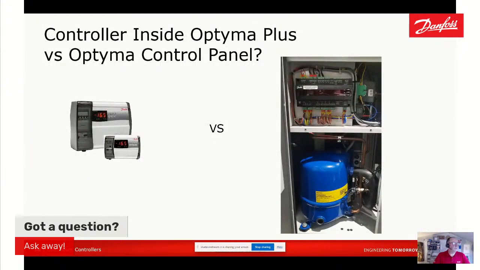So we talk about loads. One question that we get asked quite a lot is, we've got a cold room control panel and we've got a controller in the Danfoss Optyma Plus condensing units. What does that do in relation to what does the cold room control panel do? And in simple terms, that controller in the Optyma Plus condensing units looks after the condensing unit.